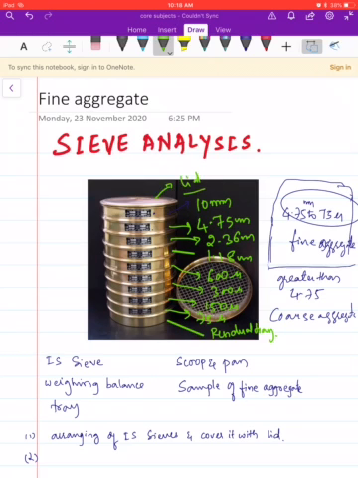So this is what the IS sieve setup comprises, and the arrangement should be in this manner: 10 mm, 4.75 mm, 2.36 mm, 1.18 mm, 600 micron, 300 micron, 150 micron, 75 micron, and then at the end a residual tray to collect the sample which passes through 75 micron as well.